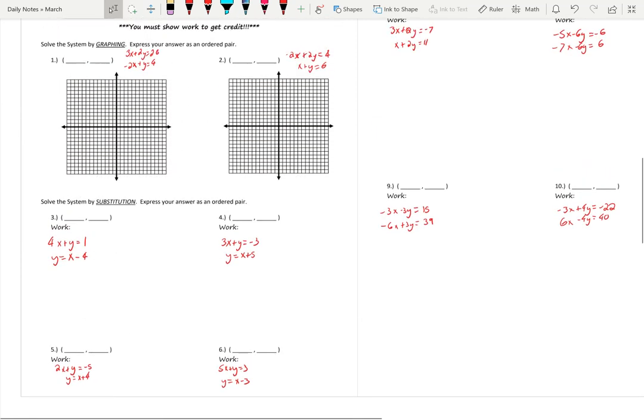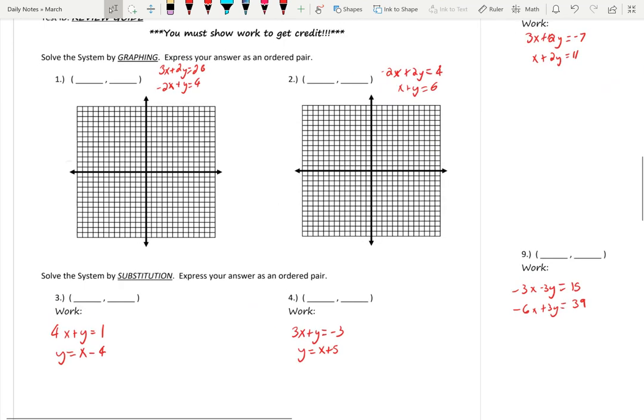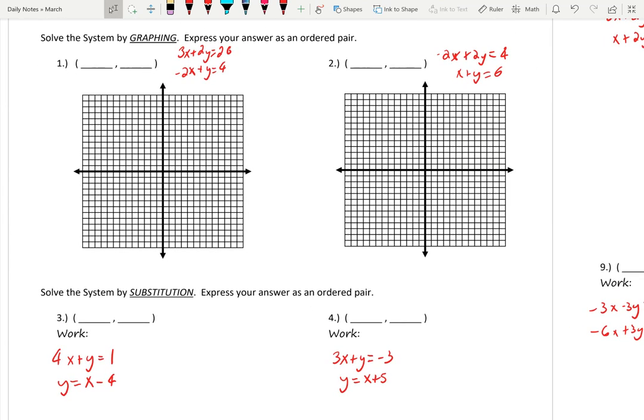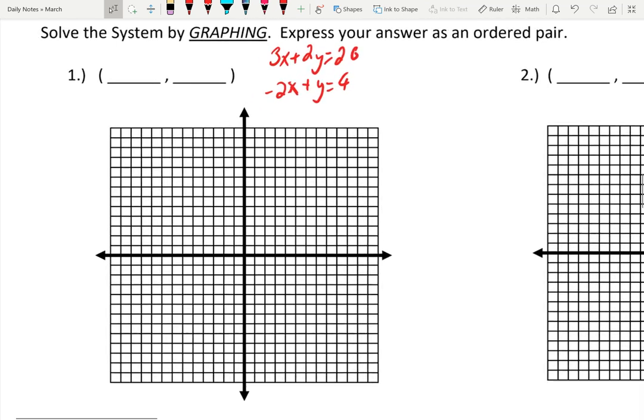But let's just go through the process, working them out, because obviously you're not going to have all the answers on the test. But it'll be nice to be able to check all of our work as we go here or when we finish up. So let's start with number 1 in graphing, right?